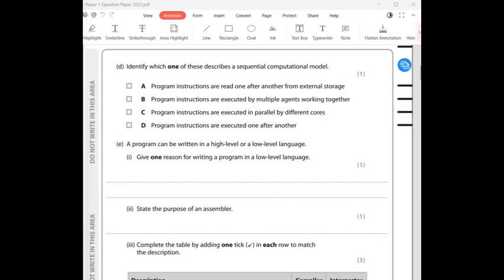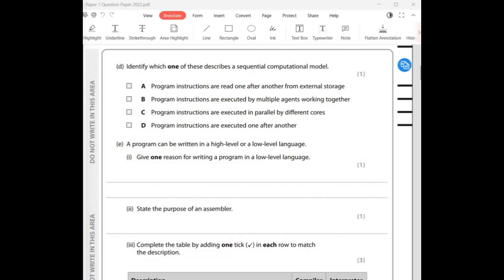And now we're on part E, part 1. A program can be written in a high-level language or a low-level language. We've got to give one reason, just one reason, for writing a program in a low-level language. You can have any of the following, but just one.